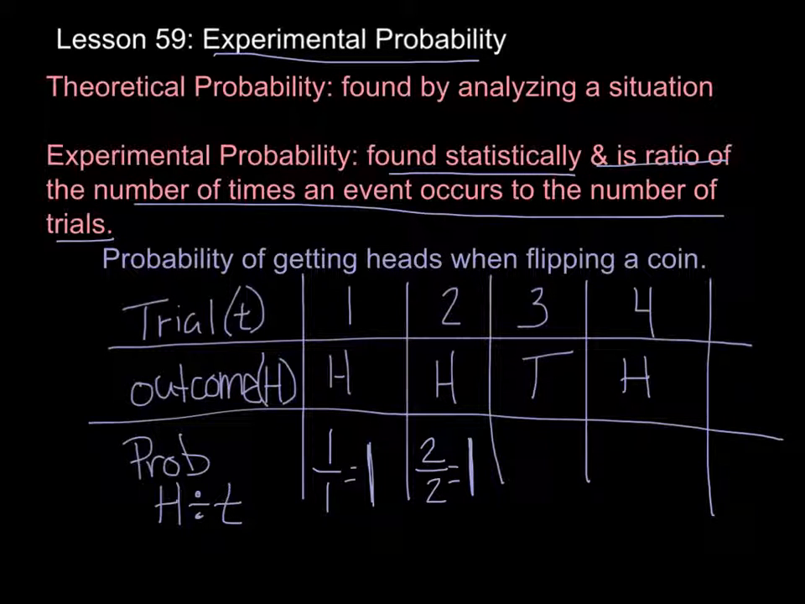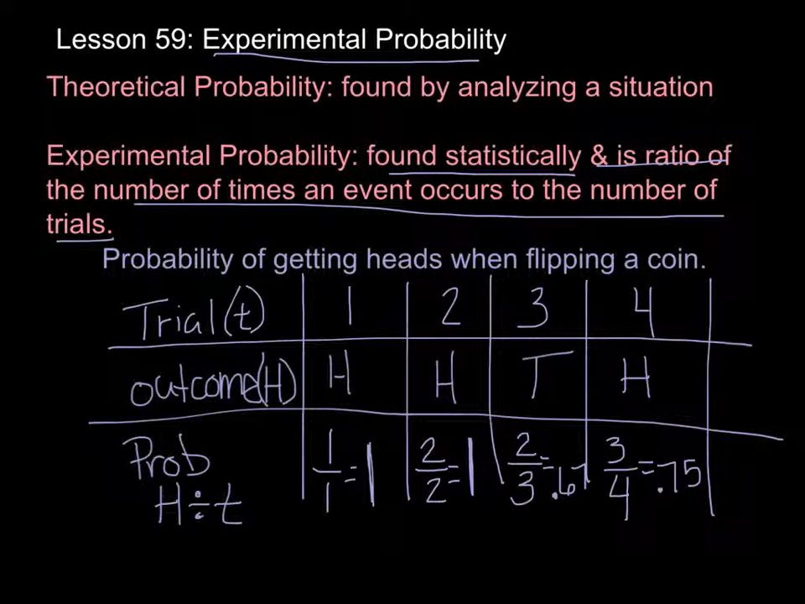Let's look at the third one. The third one, we did not get heads, we got tails. So therefore, we only got 2 of the outcomes we wanted out of a total of 3 trials, which when you divide 2 by 3, you get 0.67. So that's our probability on the third one. And then the last one, well, we get heads again. So now we have 3 times out of the 4 trials we flipped our coin, which in decimal form is 0.75. Remember, to find that out, you would just take 3 divided by 4.